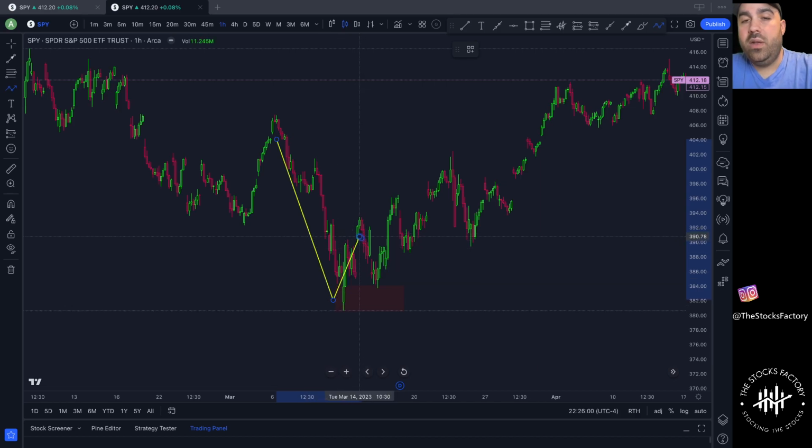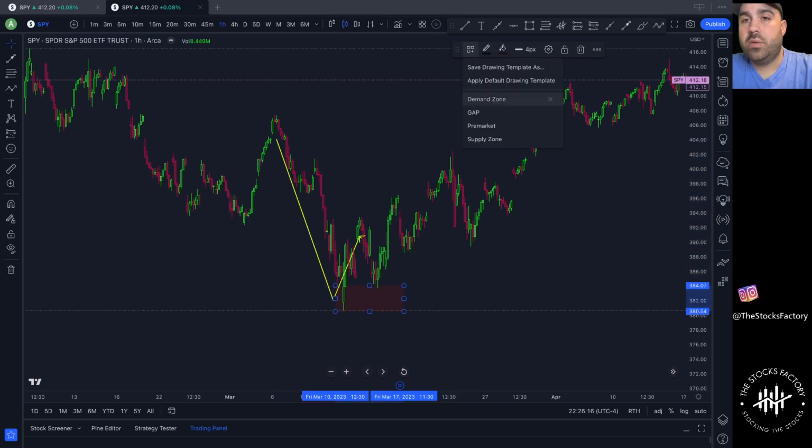That wick it created does have a body. I'm going to consider that body part of an order block or demand zone. Let's go ahead and change this to demand.